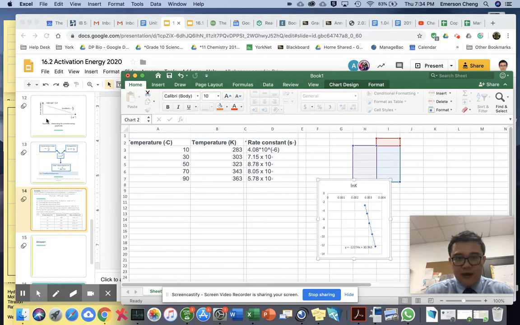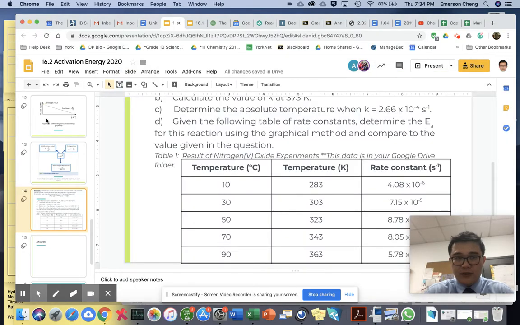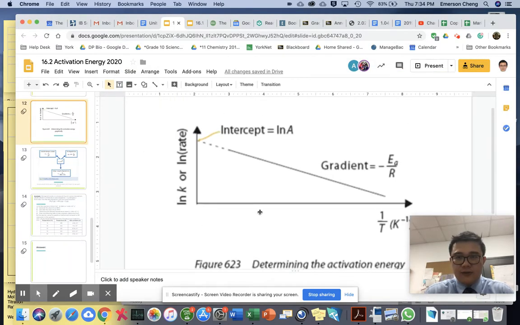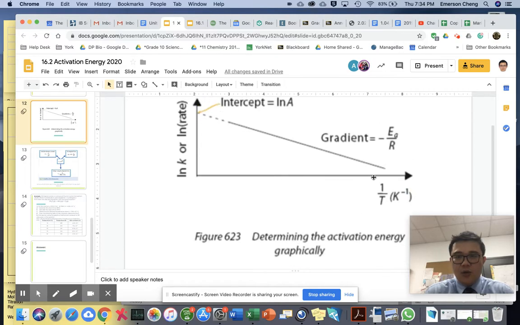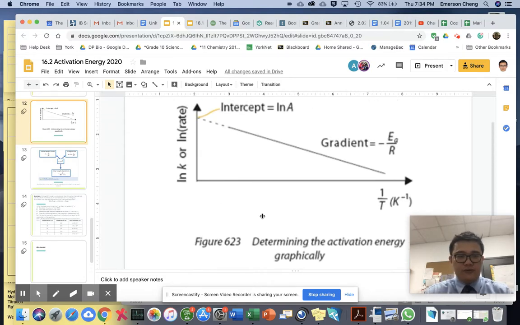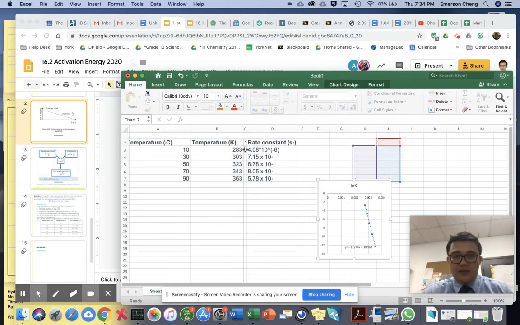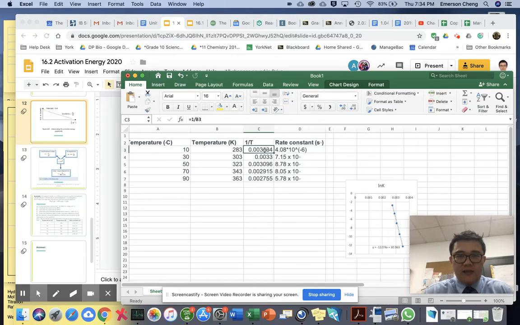Now, if you look at the graph, you have to remember what kind of graph you need. You need to have on the x-axis 1 over T, and on the y-axis ln k. So in this case, I go to my spreadsheet again. This is the part where 1 over T is. I did an equation, 1 over this value, and it gave me this, and I dragged that. So all these are the 1 over T.